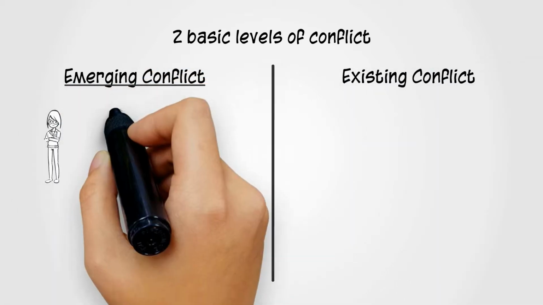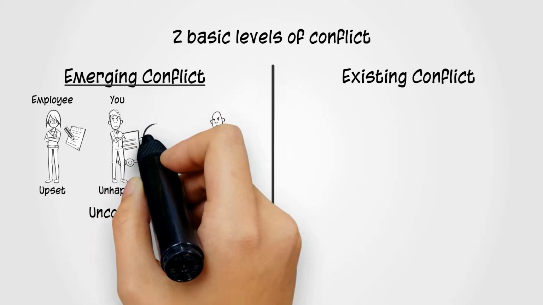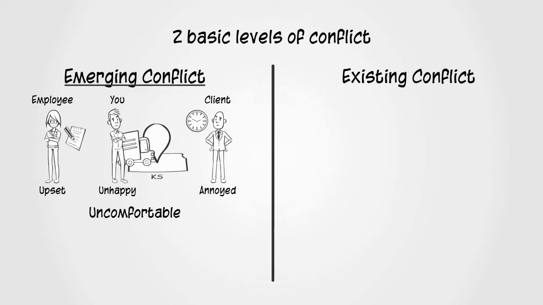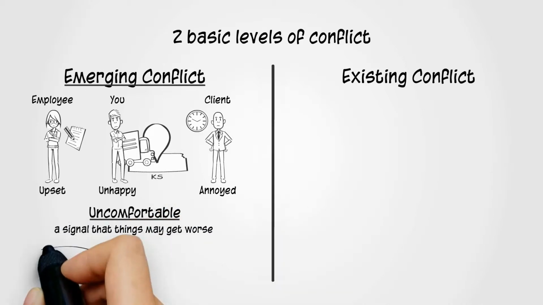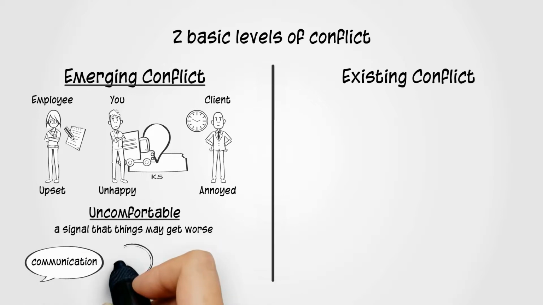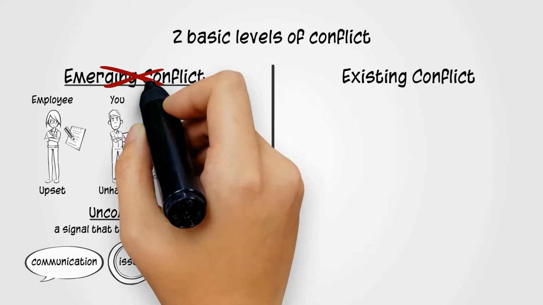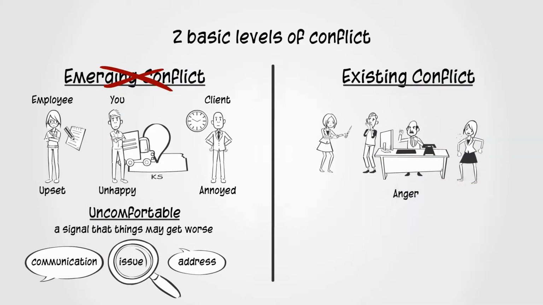Emerging conflict is where one or more people feel uncomfortable. For example, an employee is upset about having to complete a particular task. You are unhappy because a supplier has misplaced your order. A client is annoyed because you are late for an appointment. Discomfort is a signal that things may get worse. Using good communication skills at this time, identifying the issues and addressing them appropriately, can mean that the conflict won't escalate.